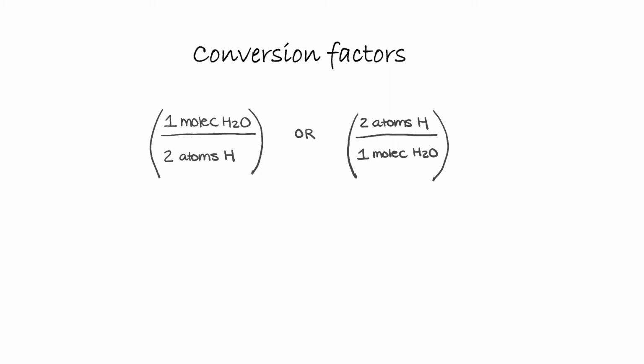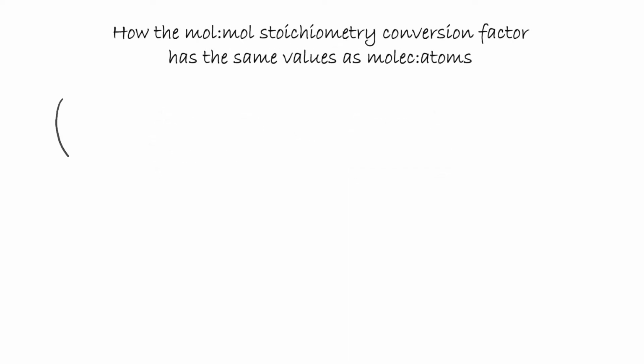The other way we can set up a stoichiometry conversion is to scale up 1 molecule to 1 mole. I'll show you how it works here, but it won't be necessary for you to do this particular conversion every time. So we can start with 1 molecule of water over 2 atoms of hydrogen.